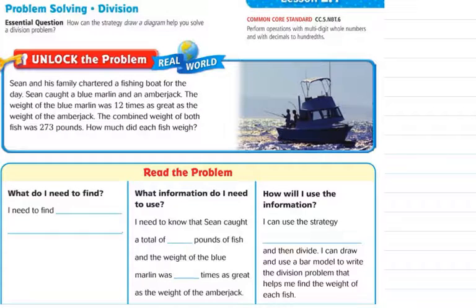So boys and girls, what I'm going to do here is underline "the weight of the blue marlin was 12 times as great as the weight of the amberjack," because right off the bat we know the blue marlin is a much larger fish. So what we're going to do is bump down to our graphic organizer, and we read the problem, and we need to pull from the problem what we need to find. So what do I need to find? I need to find the weight of each fish.